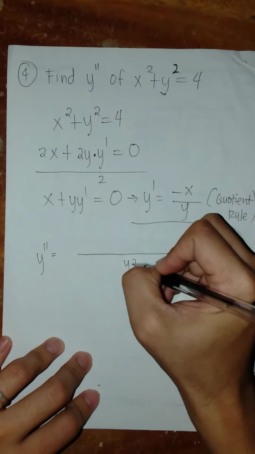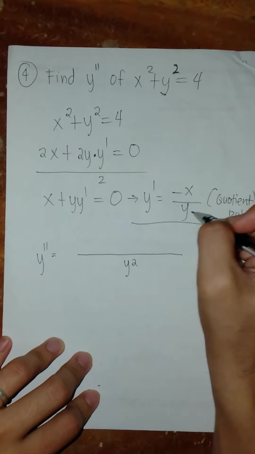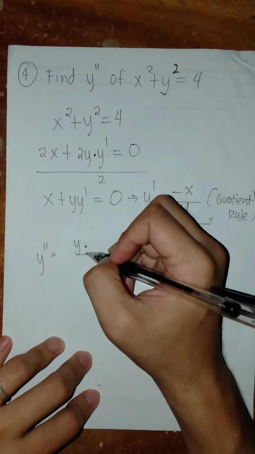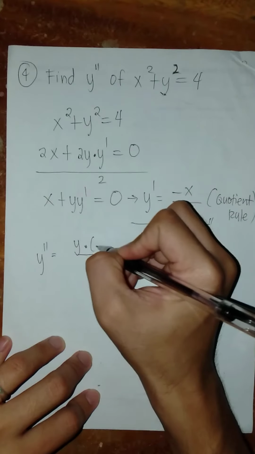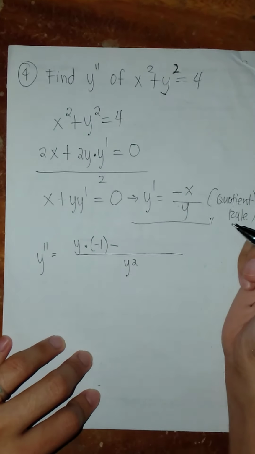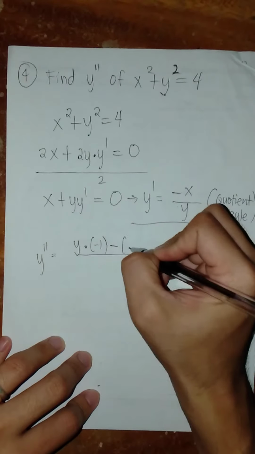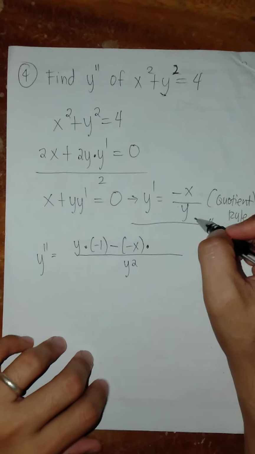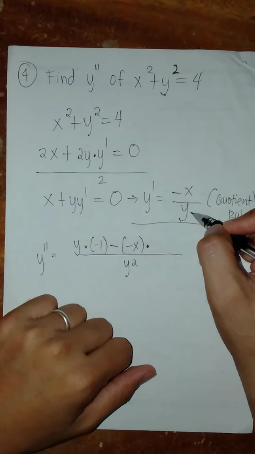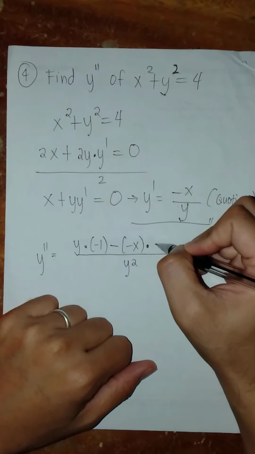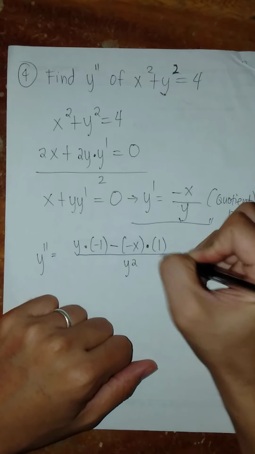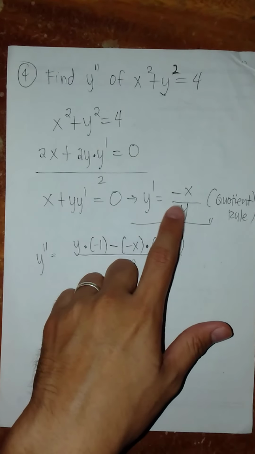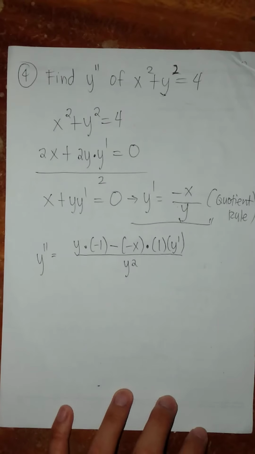square of the denominator, di ba? Square yung denominator. Then yung denominator multiply by the derivative of the numerator. What is the derivative of negative x? Di ba? Negative 1, minus your numerator, which is negative x, multiply by the derivative of the denominator. What is the derivative of denominator? Di ba 1? Since y yan, may y prime ka pa. So, derivative of y, which is 1, times y prime. Okay? Yung 1 na yun, of course, derivative nung y. Di ba? Then, multiply mo na lang.